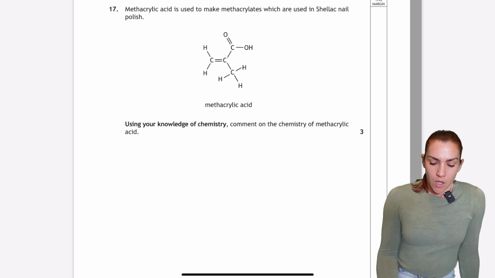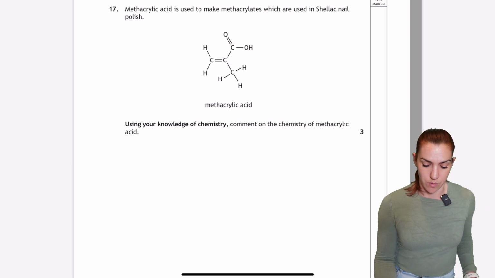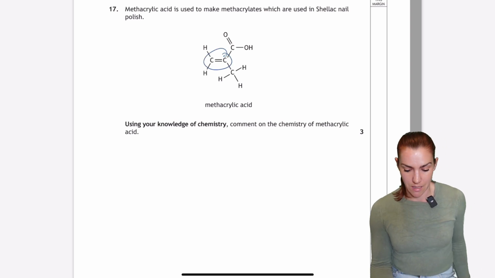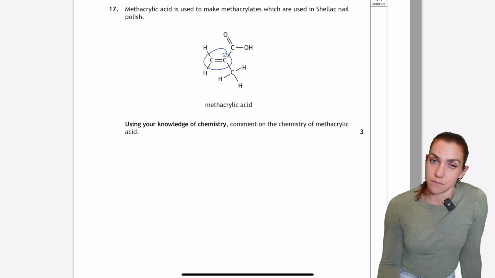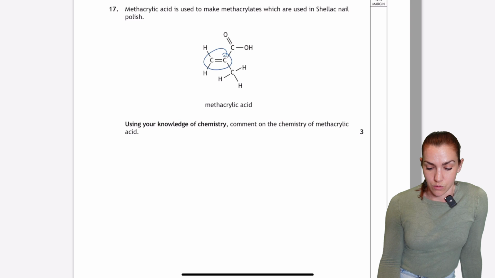So what you want to look at here is things that you notice in the molecule that are familiar to you. Are there any functional groups? You can see that there's a carbon-to-carbon double bond. That means it's unsaturated. Talk about what unsaturated means. How do you test for unsaturation? You use bromine water and it will rapidly decolorize. That would happen when methacrylic acid reacts with that.